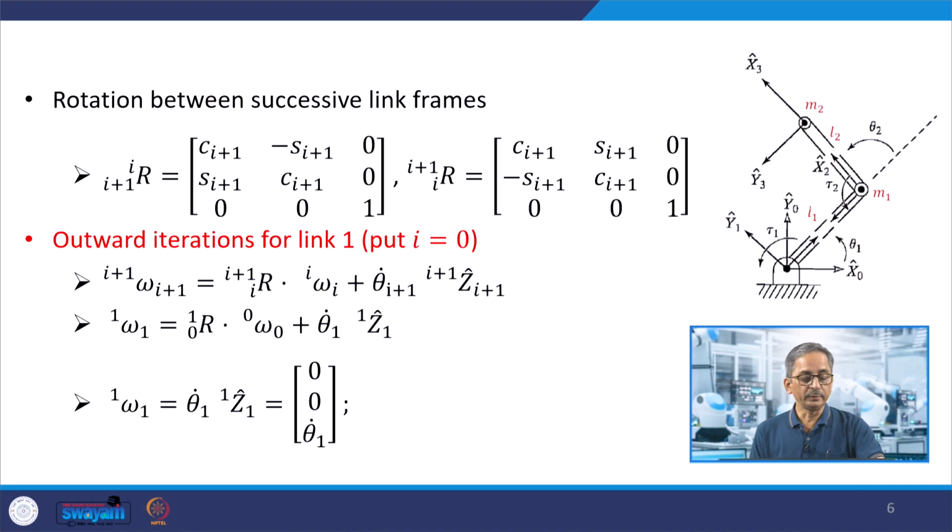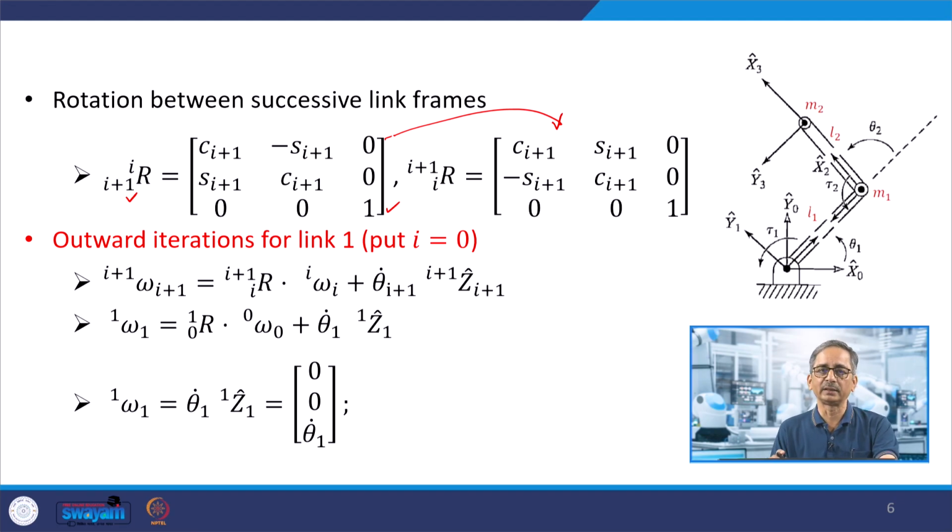The rotation between successive link frames we can define. As we have seen earlier, this is the rotation matrix for the description of the (i+1)th frame with respect to the ith frame. Similarly, the description of the ith frame with respect to the (i+1)th frame is simply the transpose of this one. So now let us begin our process.